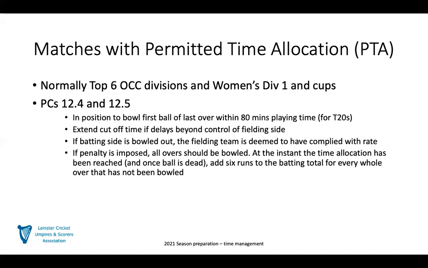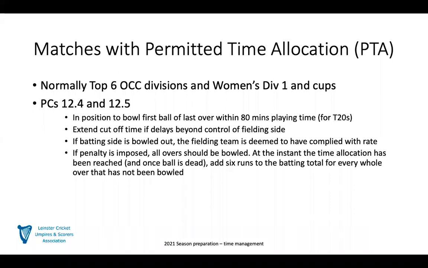And then if their time runs out and we have to impose a penalty, we'll get onto that in a minute, but they keep on bowling the overs, okay? So if you put a penalty after 18.3 overs, you keep on going and you finish the innings. At the instant the time runs out, as soon as the ball is dead, you add 6 runs to the batting total for every whole over that's not been bowled. And again, we're going to go over a few examples of this to help everybody.